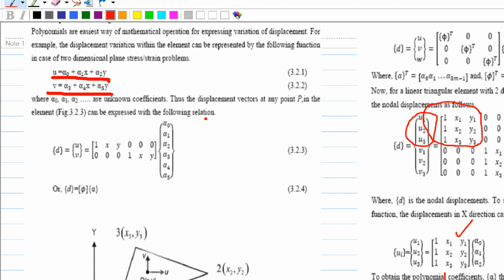Okay? Now in matrix form, this is it. Or D is equal to phi times alpha. Alpha, the unknown constants. And then this is our phi, but in others it's written differently. Okay?